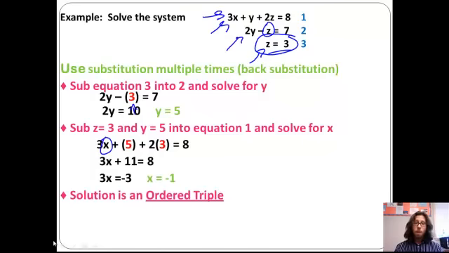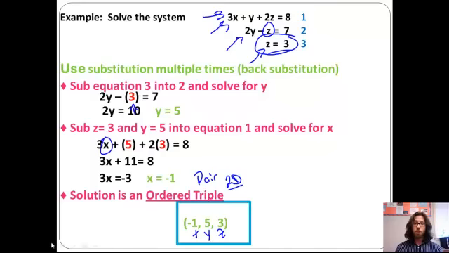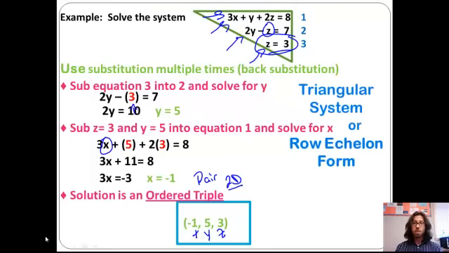Now, when we write these out, we're going to write them as an ordered triple. You're used to seeing an ordered pair, because we're used to being in two dimensions. We're moving to three dimensions now, so we need an x value, a y value, and a z value. That is how I'm going to want your answers. There are a couple of names for this: triangular form, triangular system, or row echelon form. Again, it's just a fancy way of saying that we have it in a form that allows us to find all of this.